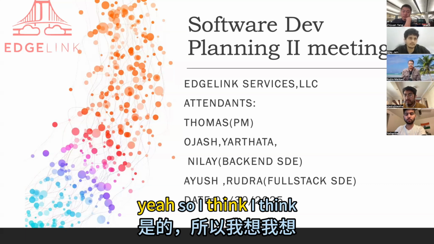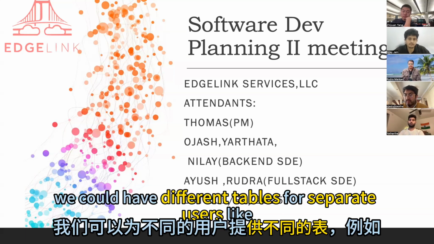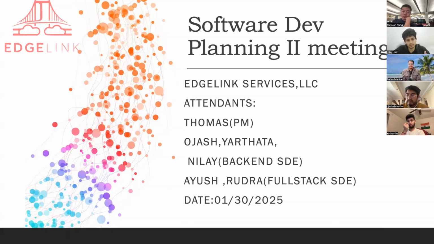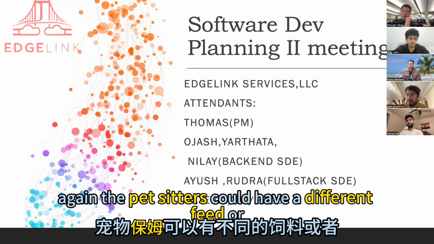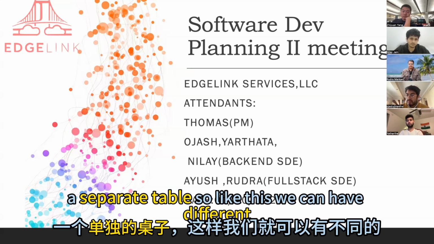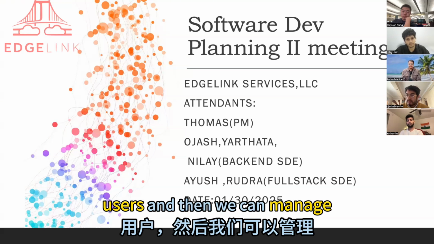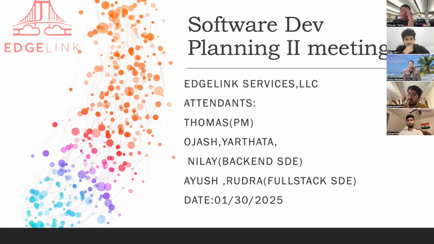In the database itself, if we talk about Postgres, we could have different tables for separate users. For the pet owners, we could have a separate table with different fields, and the pet sitters could have different columns in a separate table. So we can have different schemas, different tables for different users, and manage both of these roles using that database schema.